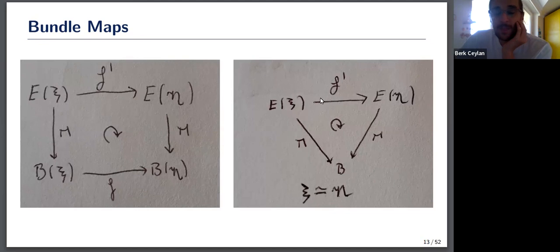And on the right, we have the notion of equivalence of vector bundles over the same base space. We take F to be the identity. So we have a diagram of this. And if this diagram is commutative and F prime is a homeomorphism, we say xi and eta are isomorphic vector bundles. You can also take F prime to be just continuous, because it's locally a collection of invertible matrices in local charts, and you can take all their inverses to get the inverse map.